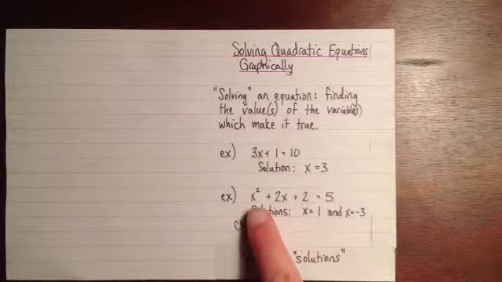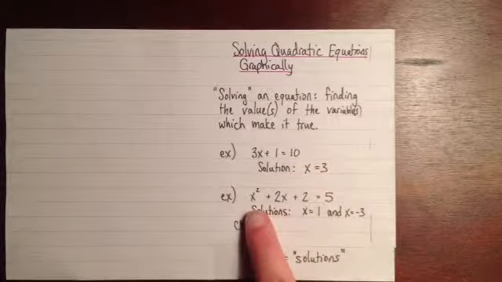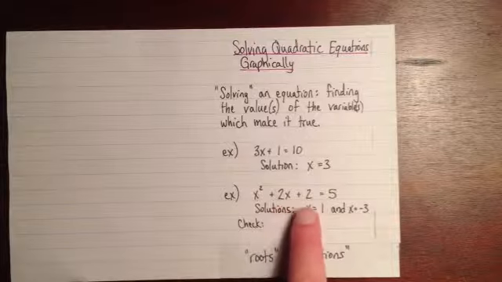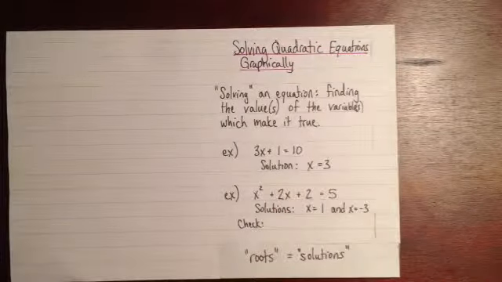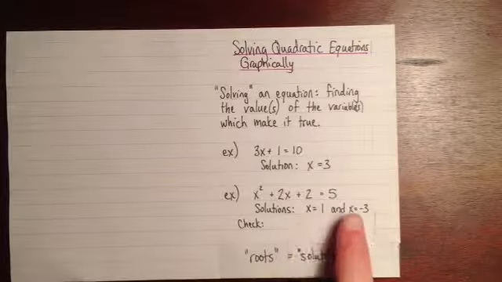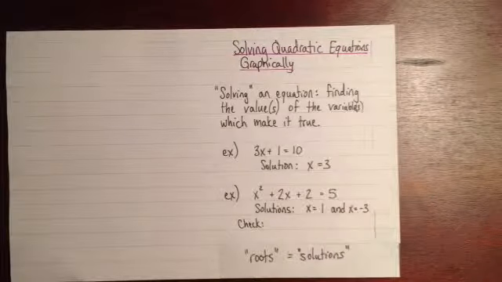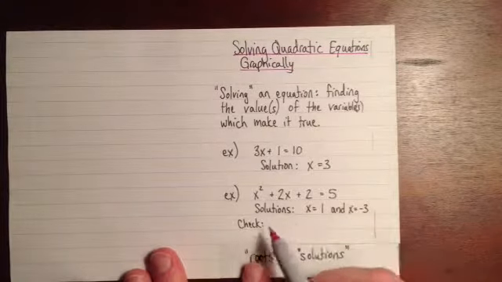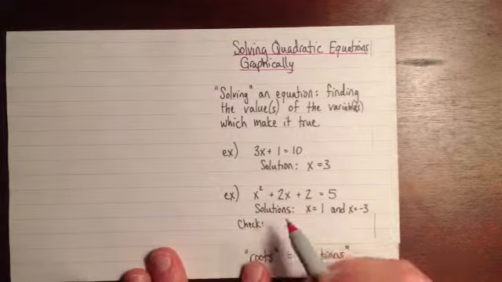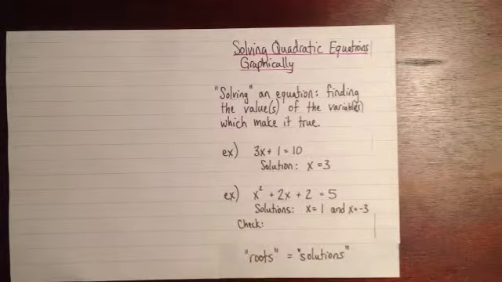If we have an equation, so that was a linear equation, this one's quadratic: x squared plus 2x plus 2 equals 5. I'm claiming that there are two solutions to that, and they're x equals 1 and x equals negative 3. To prove that that's true, I'll check them one at a time. I'll check x equals 1, and I'll replace my x's with 1's.